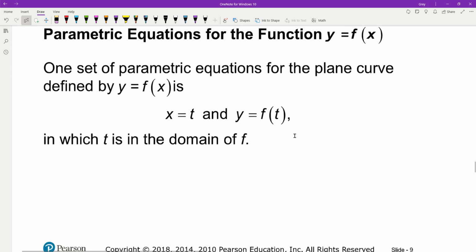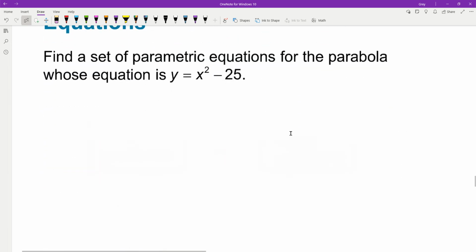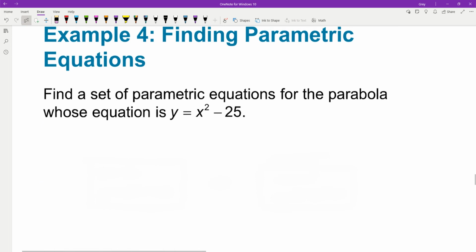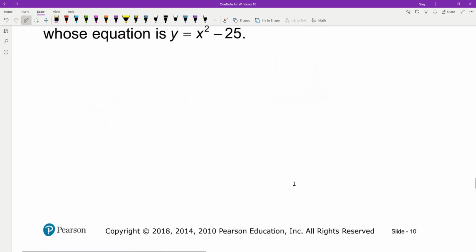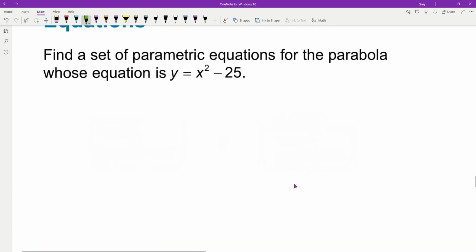This is the simplest way to start. Example 4: find a set of parametric equations for the parabola whose equation is y equals x squared minus 25. The simplest way to start is to say x equals t, and if x equals t, then I'm just going to plug t into that second equation, and I'm going to get y equals t squared minus 25. Simple enough.